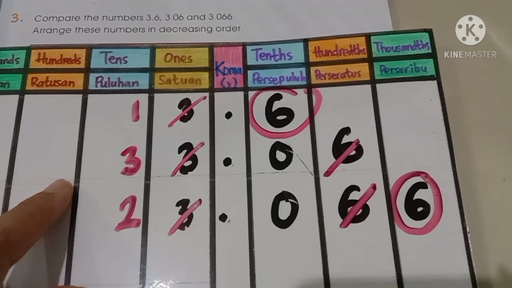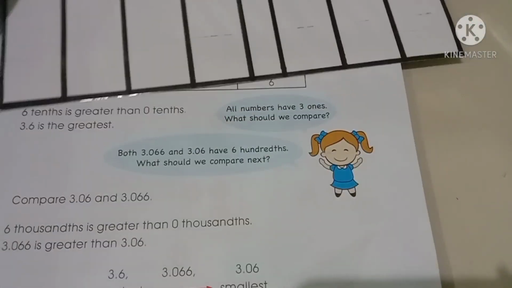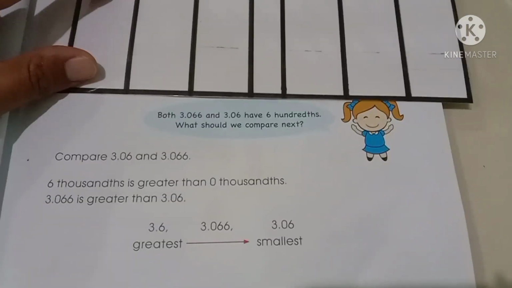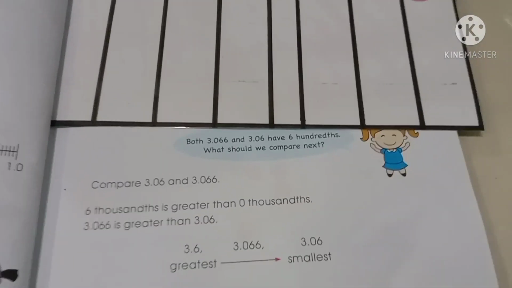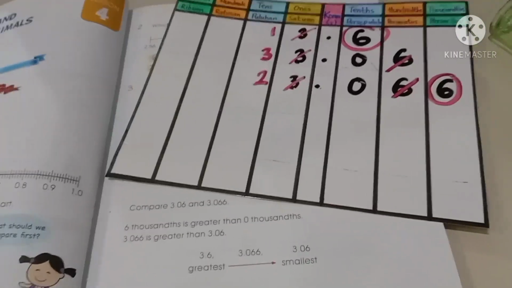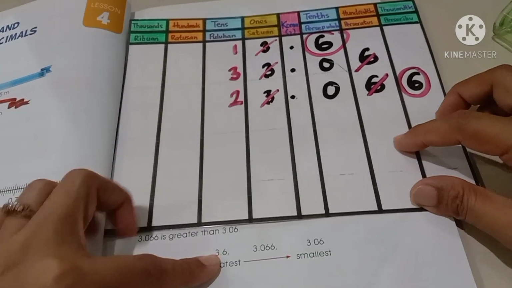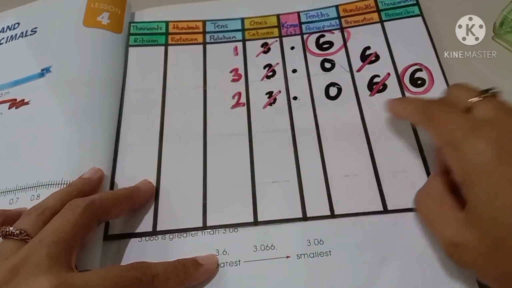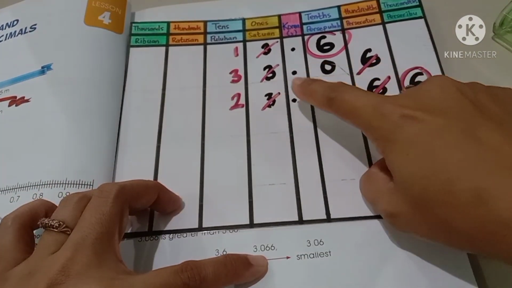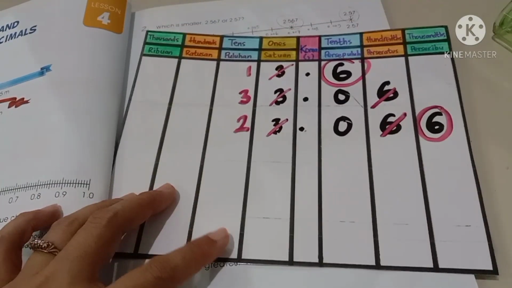So I got it. Now you bring the answer with this. Yes, the answer is equal. Okay, the answer: number 1 is 3.6. Number 2 is 3.066. And number 3 is 3.06. Correct. Well done. Very easy.